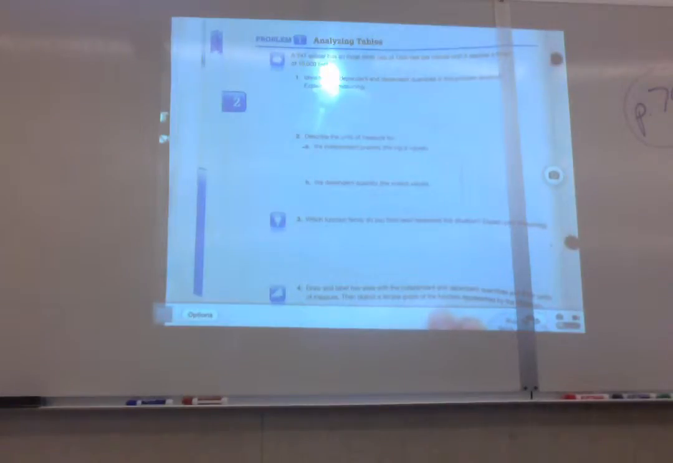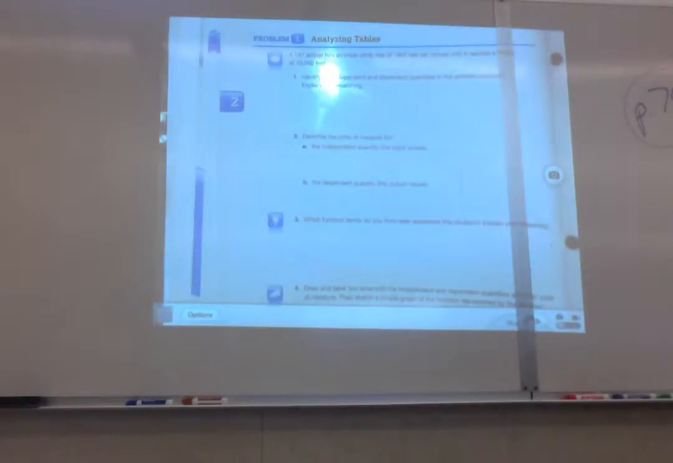Airliner has an initial climb rate of 1,800 feet per minute until it reaches a height of 10,000 feet. Okay, so we again have situations. This time it's a plane, and what's the plane doing? Ascending and descending. What's it doing initially? It's inclined. It's climbing. What does climbing mean for a plane? Going up. Right now it's going up. It may go down, we'll read further, but right now we know that that's going up.